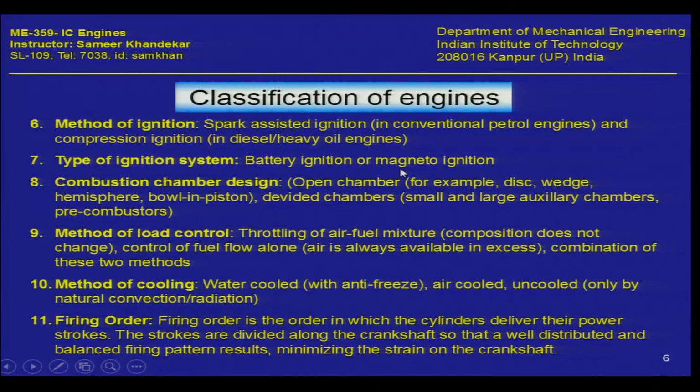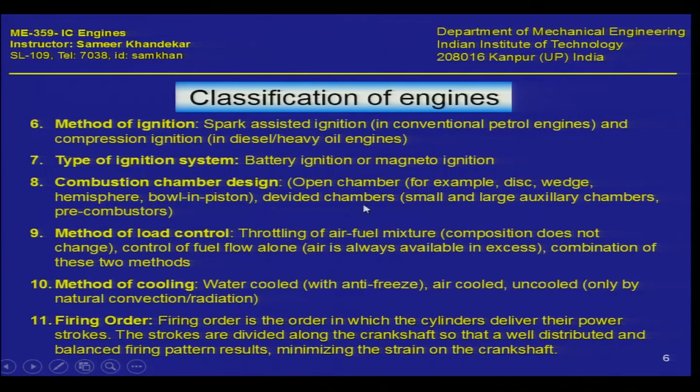That means you create high voltage generation in a small magnetic coil, and this magnetic coil generates high voltage which can be supplied to the spark plug. There are several advantages and disadvantages of battery against magneto and vice versa. Then the combustion chamber design, for example, it can be an open chamber design, a disc design, a wedge shape, a hemisphere or bowl in piston. So in subsequent lectures I will explain all these different types of combustion chamber designs.